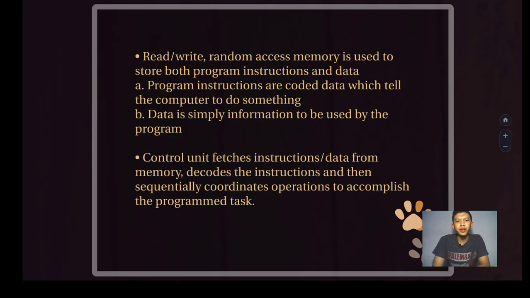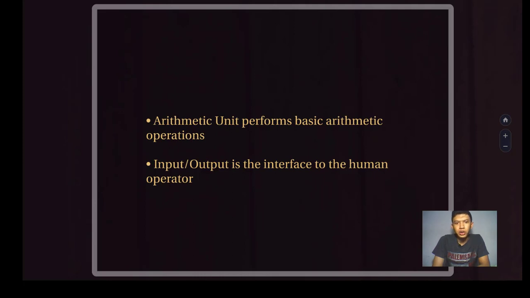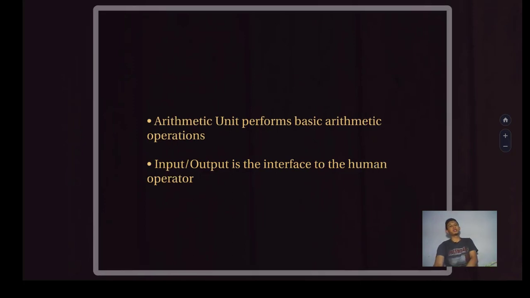The control unit fetches instructions or data from memory, decodes the instructions and then sequentially coordinates operations to accomplish the programmed task. The arithmetic unit performs basic arithmetic operations. Input or output is the interface to the human operator.